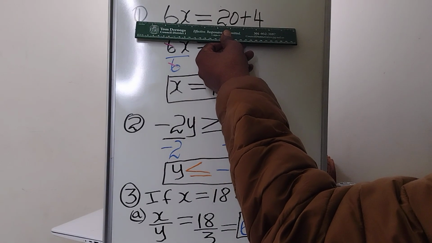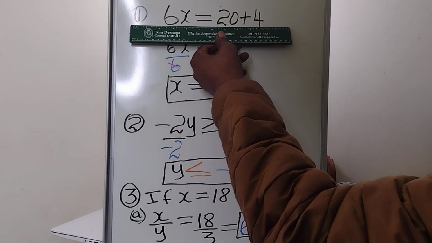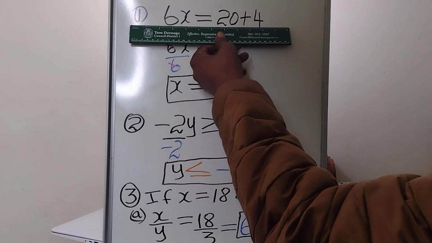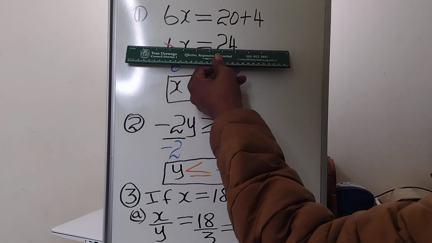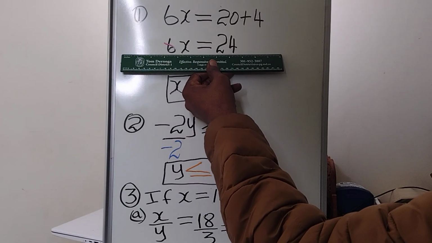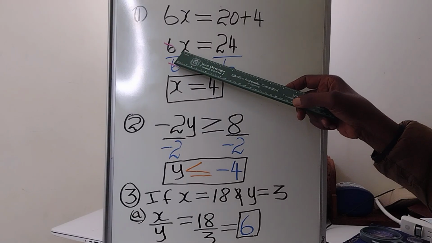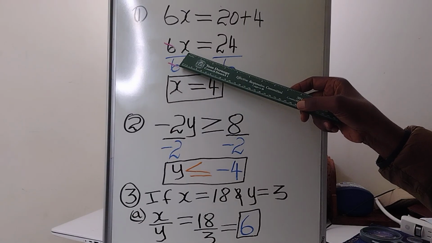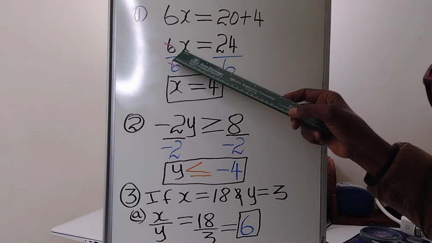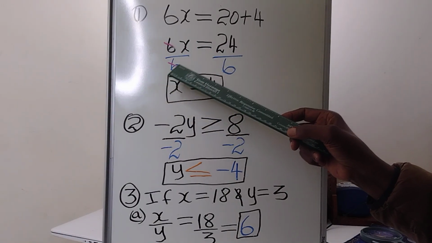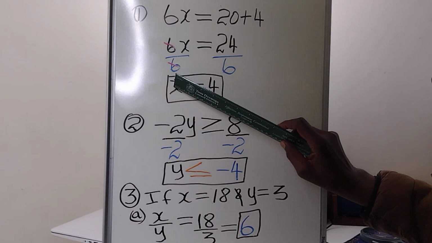6x is equal to 20 plus 4. Now, the most important thing we have to do here is add 20 plus 4, which is 24. Next, you have to divide both sides by 6 to isolate x, or to leave x by itself. So now if you divide 6 and 6, we have 1 right here.